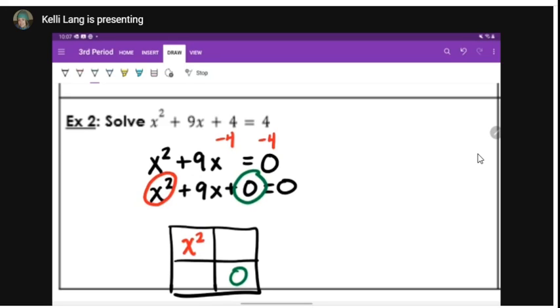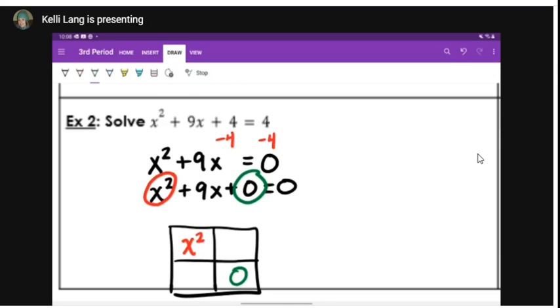If you forget to put your 0 there in your standard form, you might put the wrong number in the bottom right box. You might accidentally try to put a 9 in there, or maybe a 9x or something. The term that goes into the bottom right-hand box has to be c, okay? So I would recommend filling in your standard form with 0s if necessary before you go to factor.